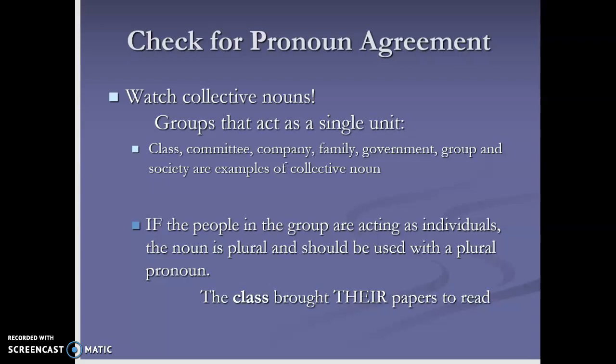So the class brought their papers to read. That means every person in the class had an individual paper. But if the whole class was writing one paper, it would be the class brought its paper to read. Okay, so make sure you know the collective nouns.